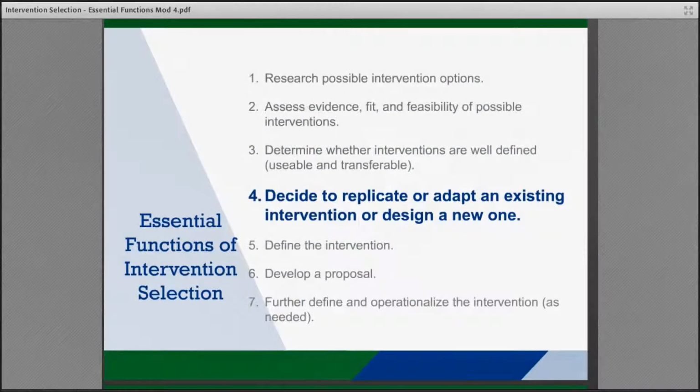In this module, we will discuss how teams decide whether to replicate or adapt an existing intervention or design a new one. As a reminder, teams should have already researched possible intervention options and assessed the evidence, fit, and feasibility of an intervention, and then determined whether interventions are well defined before deciding to replicate, adapt, or design a new one, and then moving on to define the intervention, develop a proposal, and then further define and operationalize the intervention as needed.